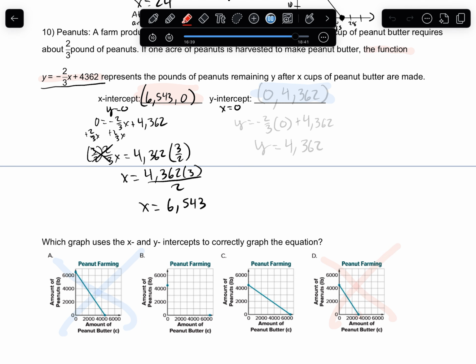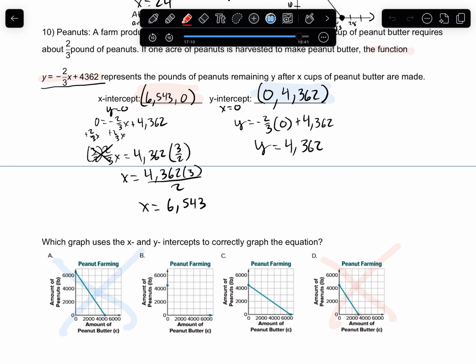As for my y-intercept, that's when x equals 0. So y equals negative 2 over 3 times 0 plus 4,362. So then y equals 4,362. So when x equals 0, then my y is 4,362. So my ordered pair would be 0, 4,362. So now here's my question.